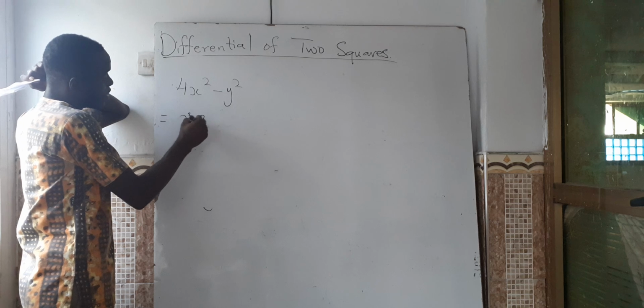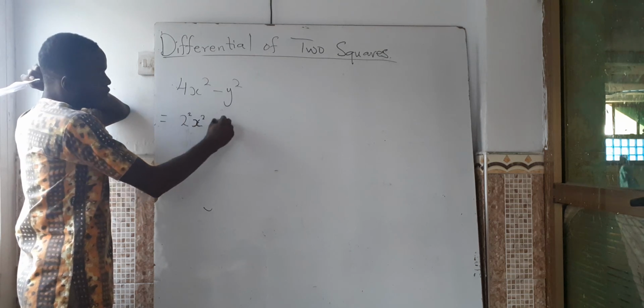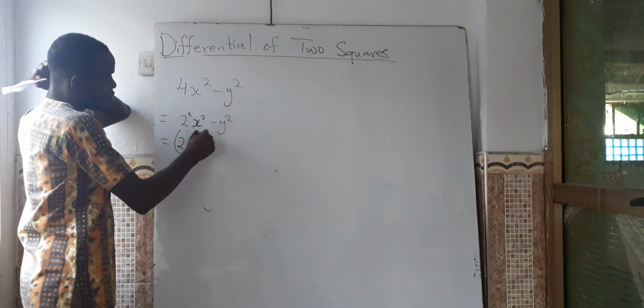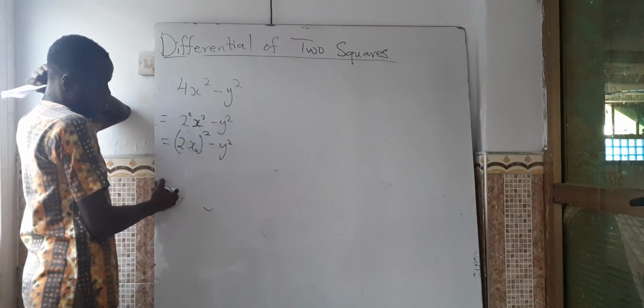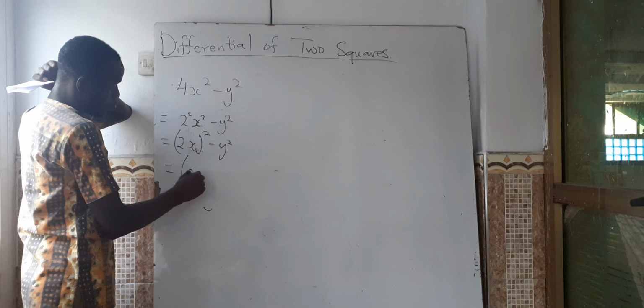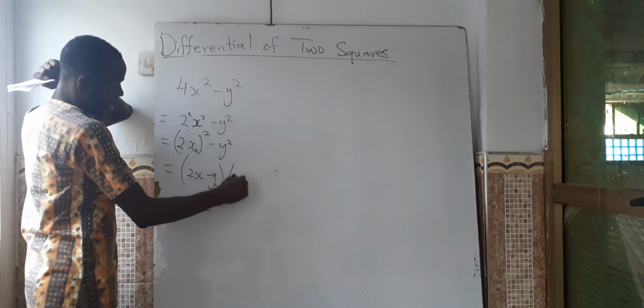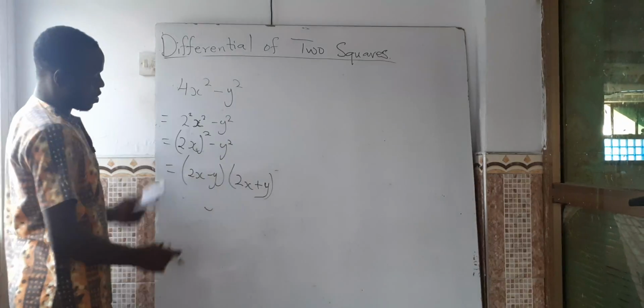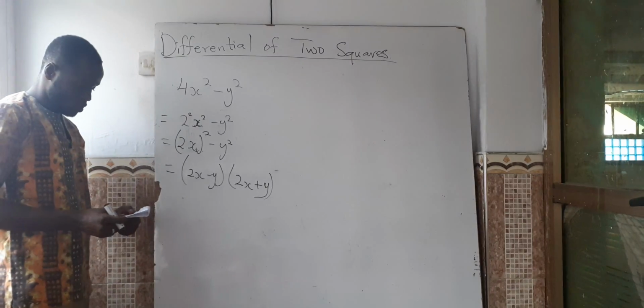And then here this x is already squared, minus what? y squared. So it will be equal to (2x) squared minus y squared. So when I expand this one, I will be getting (2x minus y) times (2x plus y). So this is the simple expression that I have.